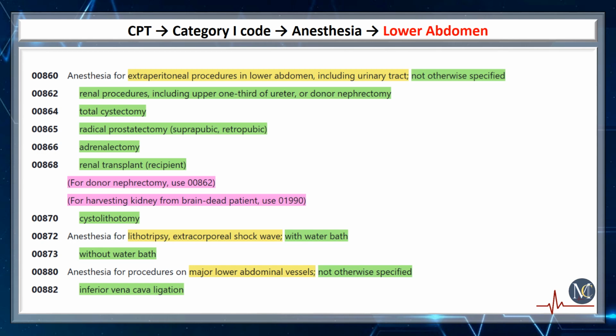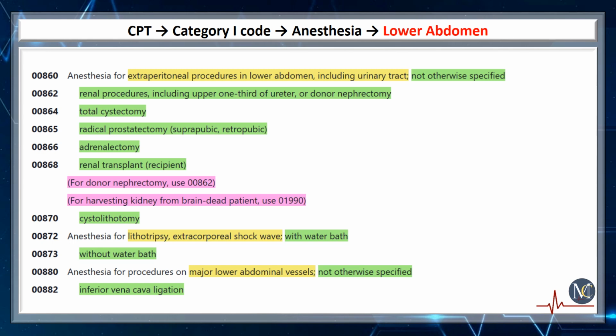Next code is 00866 adrenalectomy. The provider performs services for a patient undergoing removal of one or both adrenal glands. Next code is 00868 renal transplant recipient. Next code is 00870 cystolithotomy. Cyst means bladder, litho means stones, otomy means cutting. It means the provider performs anesthesia service for a patient undergoing removal of stone from a bladder via cutting.